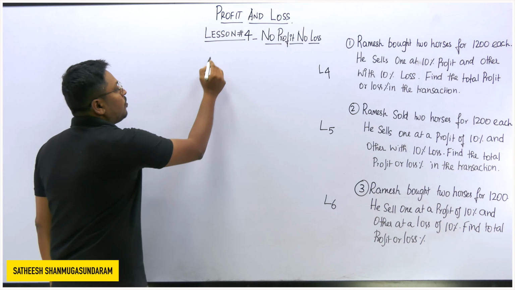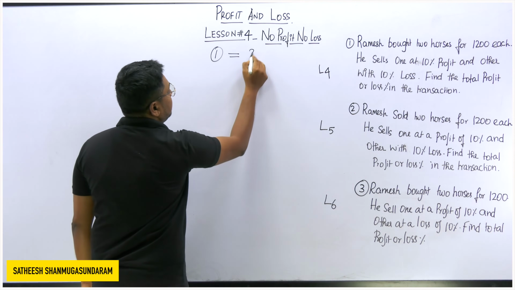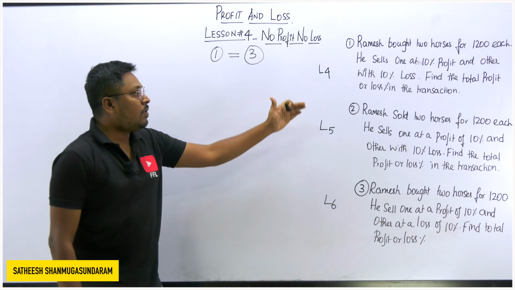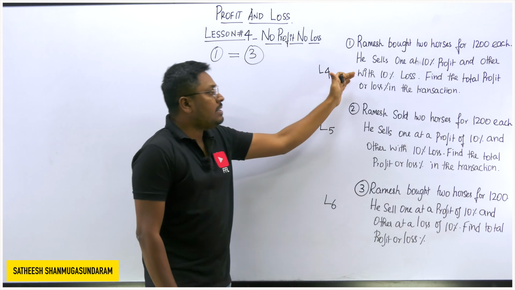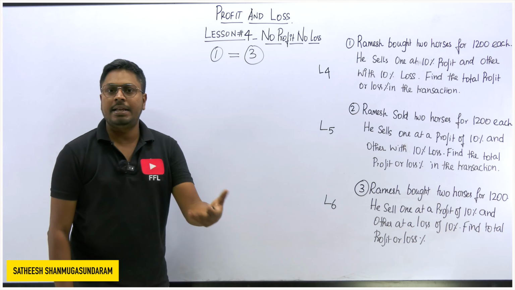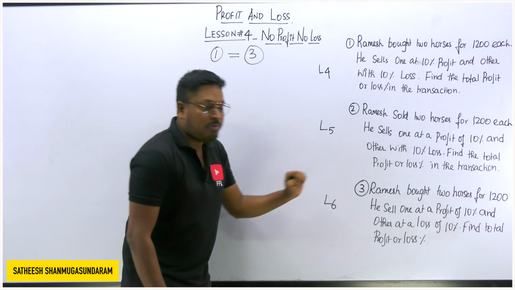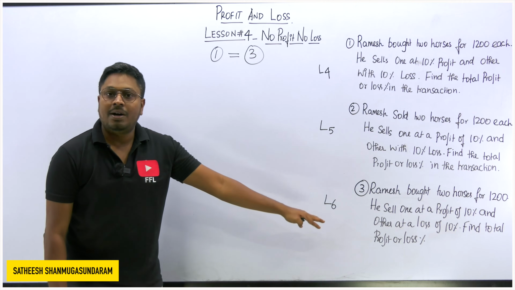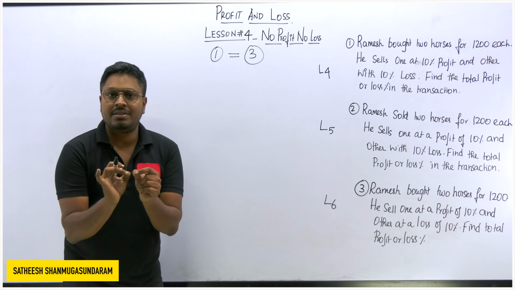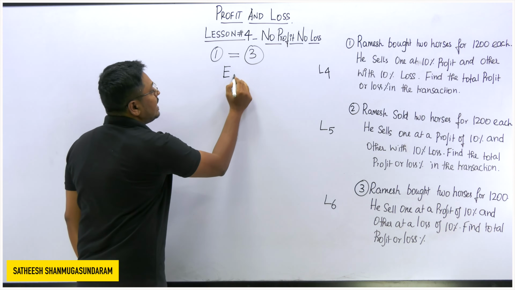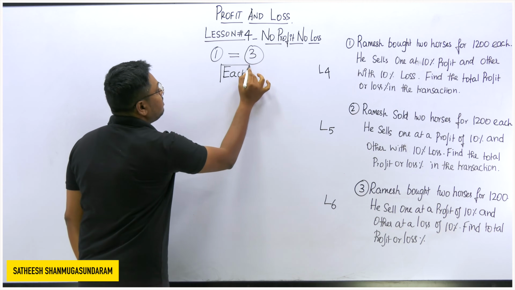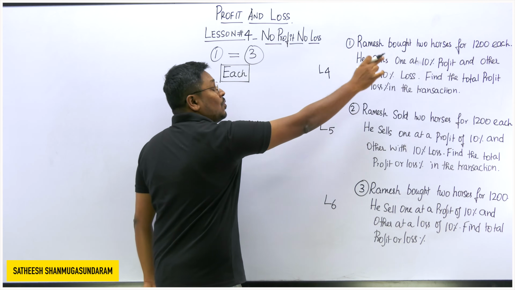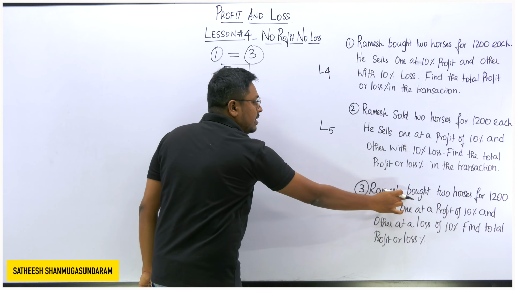Just listen here. First, let me move on to the first question and the third question. Can you find the difference? Here also Ramesh bought 2 horses and sells one at 10% profit and another at 10% loss. Here also Ramesh bought 2 horses, selling one horse at 10% profit and another horse at 10% loss. What is the major difference here? The major difference is the word each. What is the meaning of the word each? In the first question, Ramesh bought 2 horses for 1,200 each. But in the third question there is no word each.